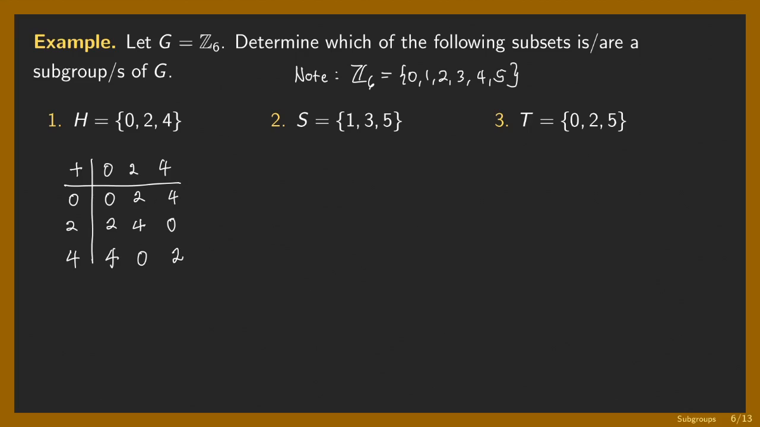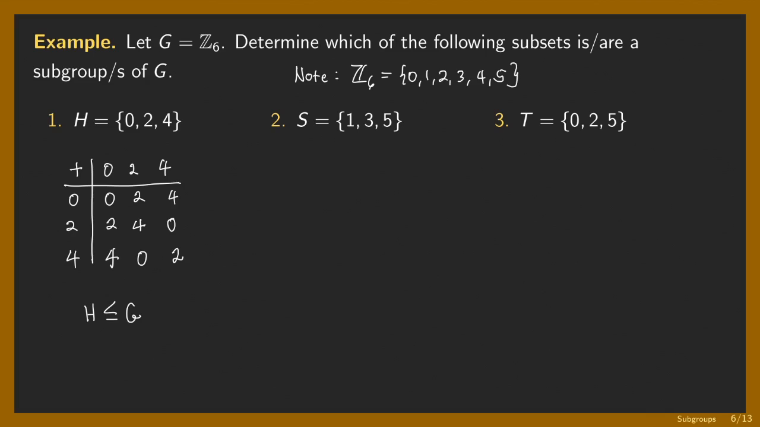How about for inverses? What is the inverse of 0? The inverse of 0 is 0. The inverse of 2, what do you add to it to make 0? 4. The negative of 2 is 4. Therefore, the negative of 4 is 2. Okay? So, as you can see in this example, H is a subgroup of G.